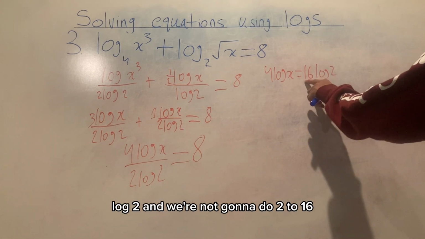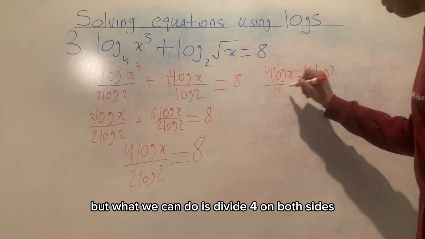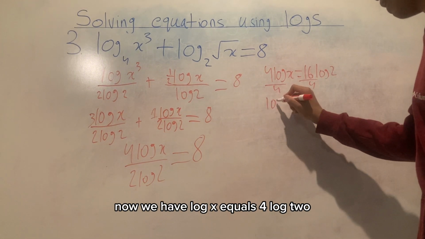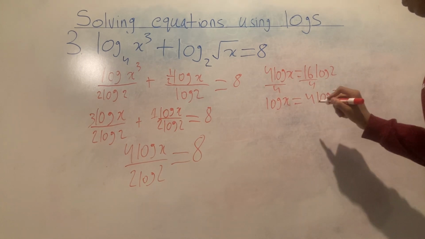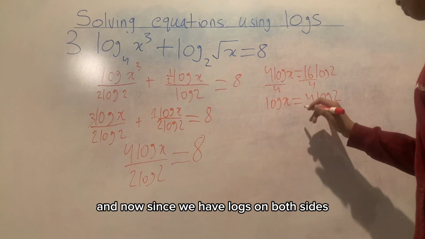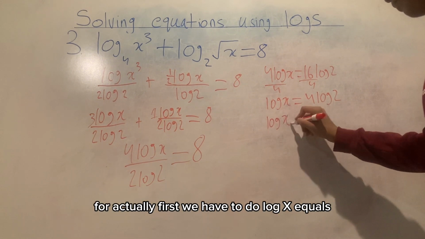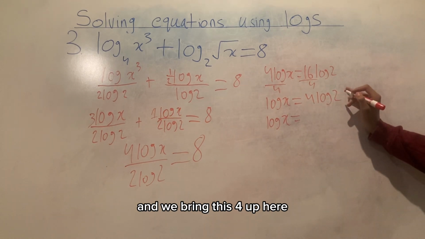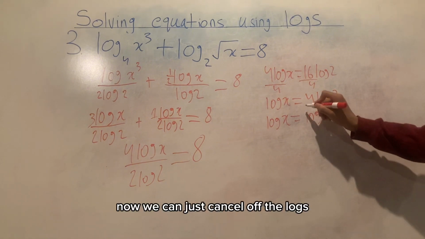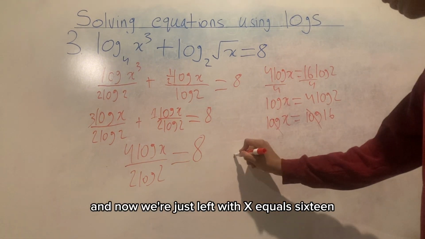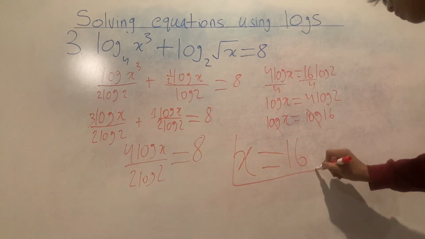And we're not going to do 2 to the 16 because that would be a really big number. But what we can do is divide by 4 on both sides. Now we have log x equals 4 log 2. And now since we have logs on both sides, first we have log x equals, and we bring this 4 up here. Now that's a better number. 2 to the 4 is 16. Now we can just cancel off the logs. And now we're just left with x equals 16. And that's the final answer.